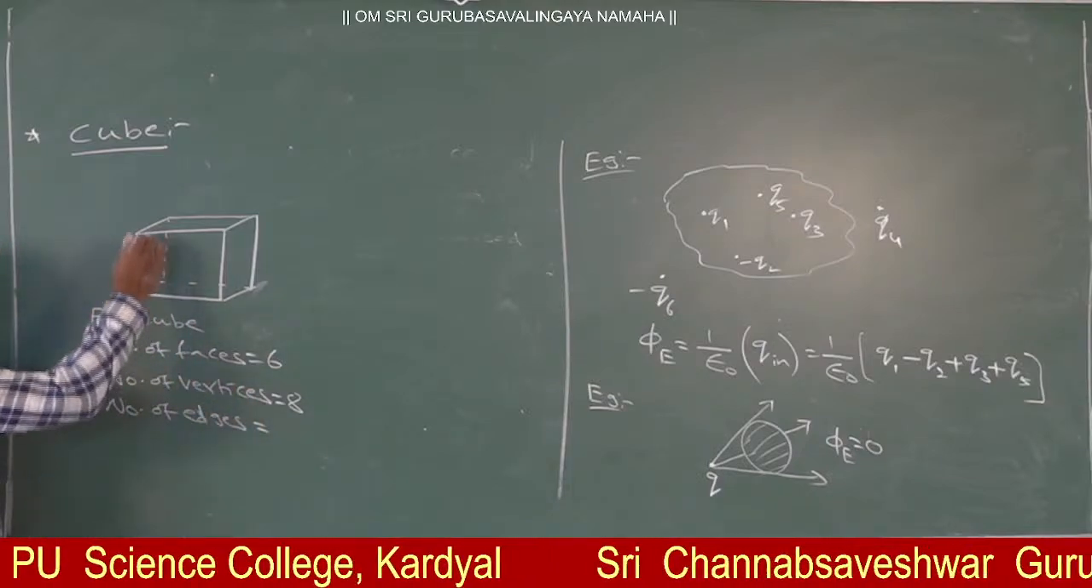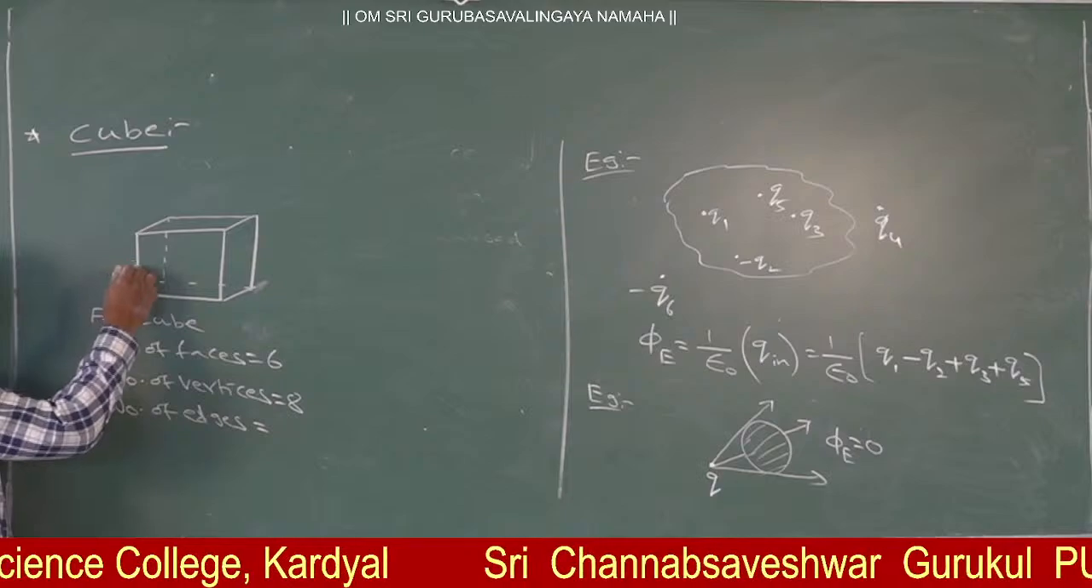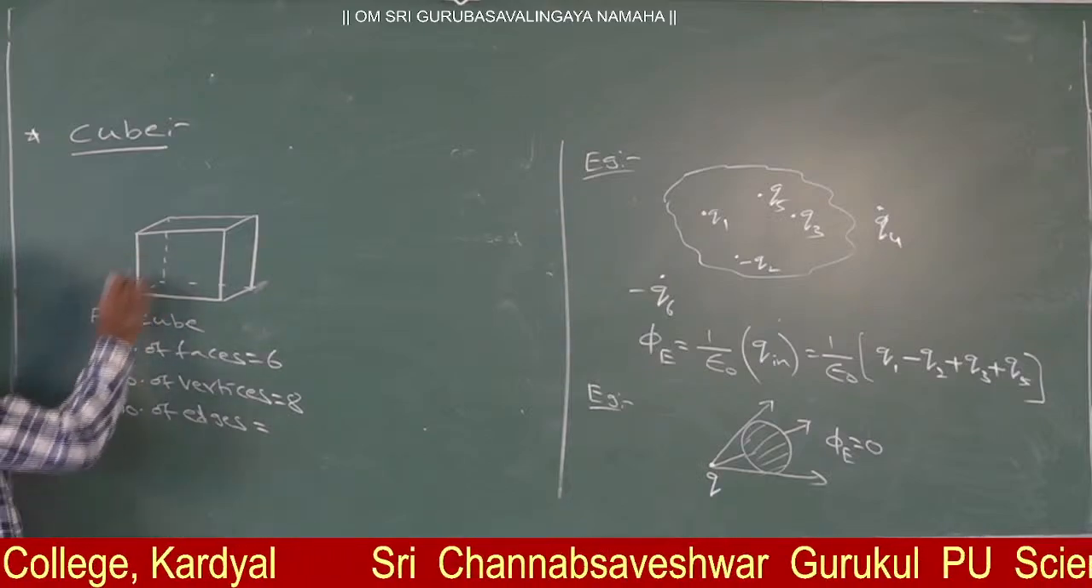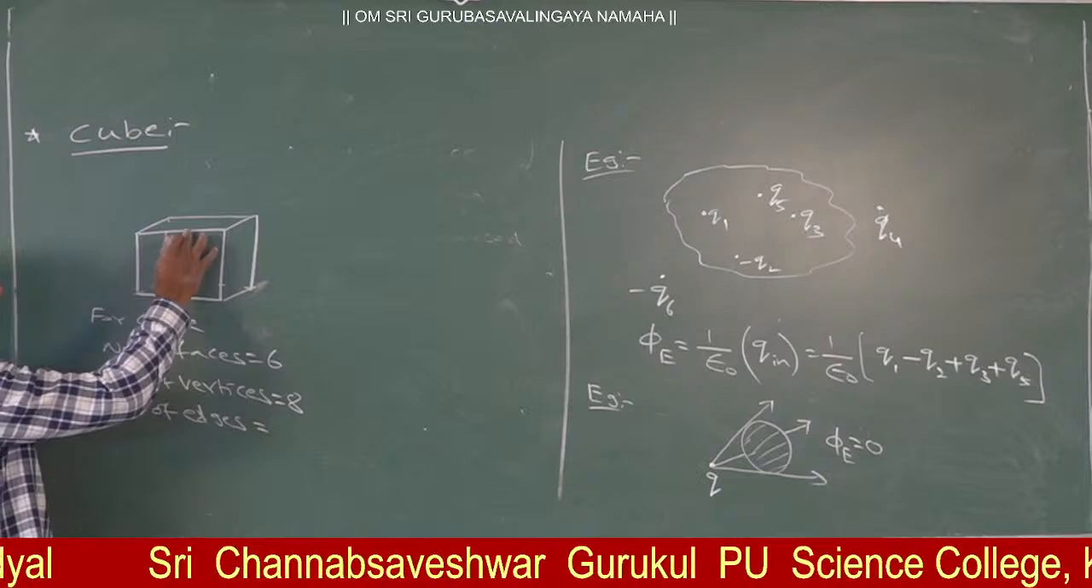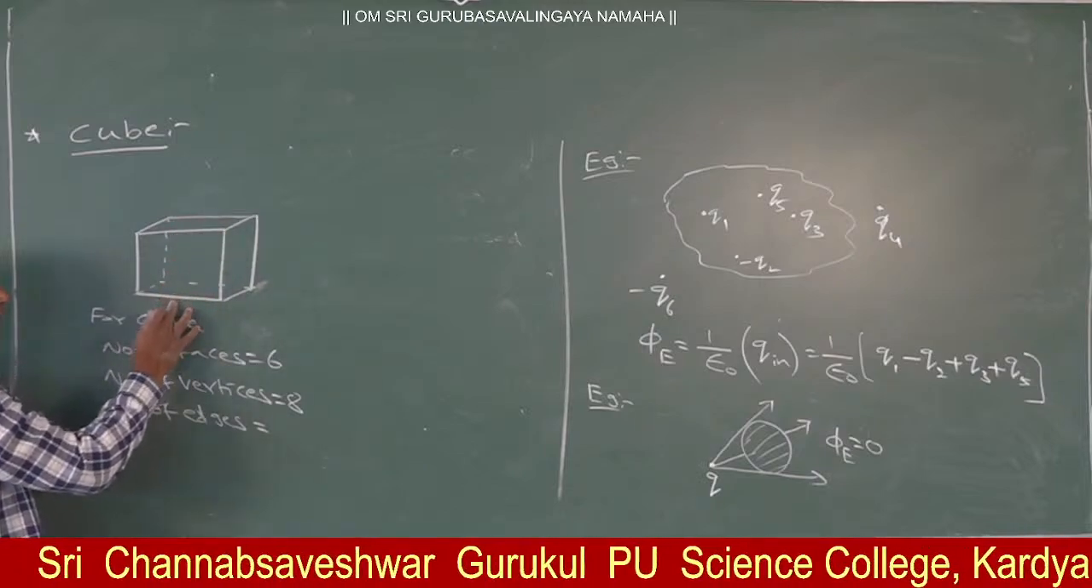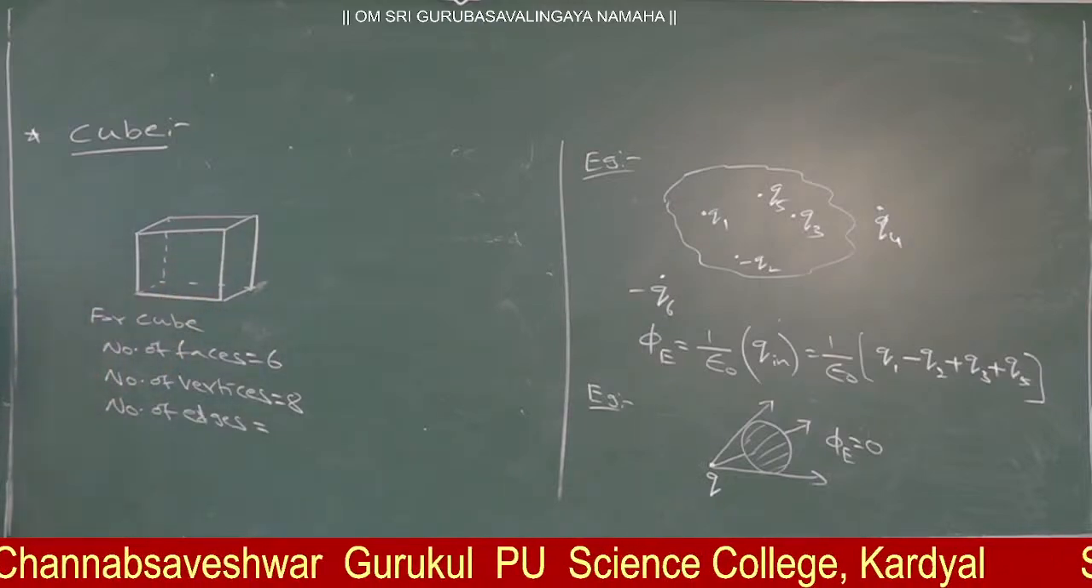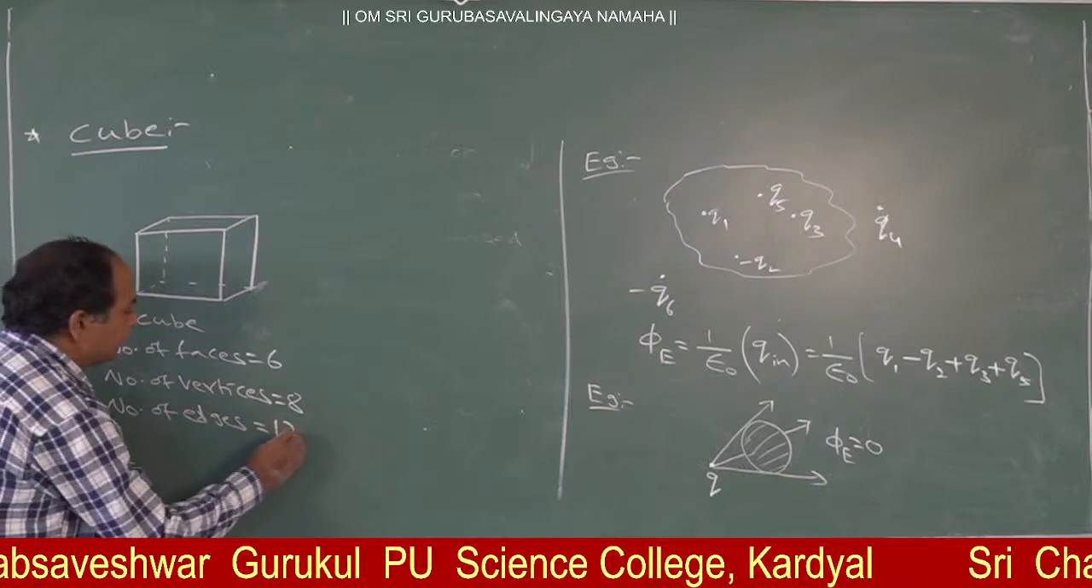Here, sidewards, how many edges are there? 4. Here, 4. And here extra 2. Here extra 2. Total how many? 12. So, number of edges, 12.